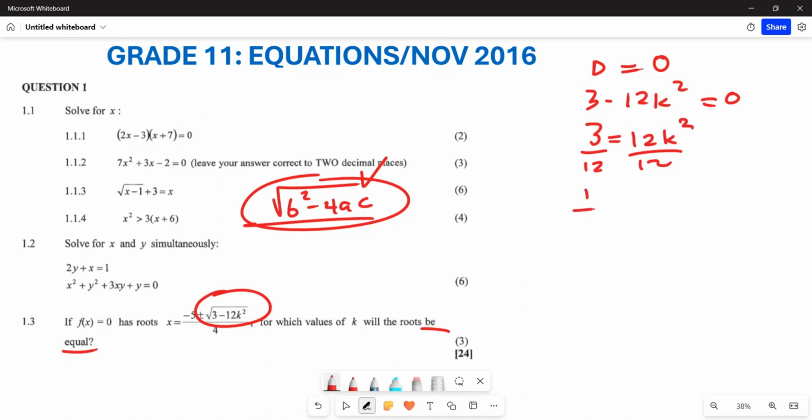Now, what is it that you're going to have? This is going to be 1 over 4 is equals to k squared. Now you are finding the square root of both sides, which means your k is going to be plus minus 1 over 2. Okay. So basically, that is going to be the value of your k that they are looking for.